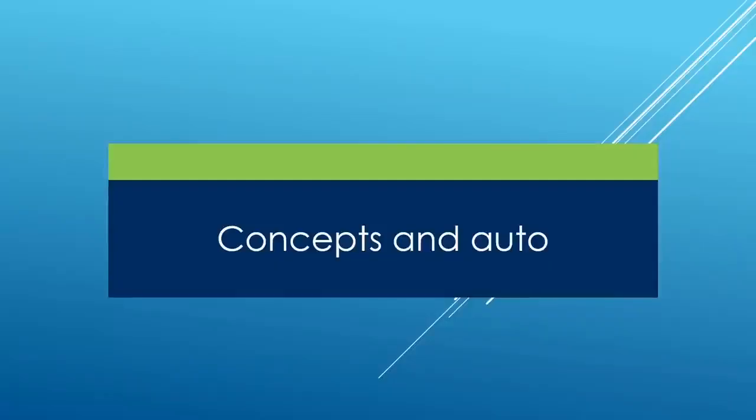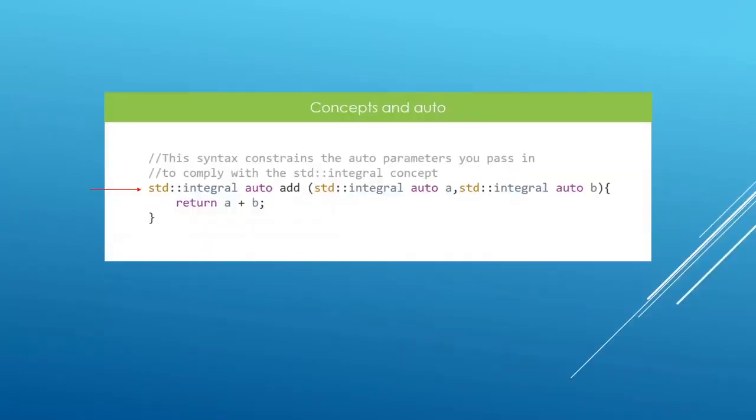In this lecture, we're going to zoom in on concepts and the auto keyword. We have already seen that we can do something like this. Use the auto keyword with our functions and let the compiler generate our function template behind the scenes, and this worked pretty well.